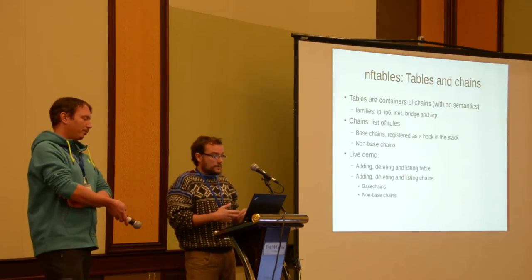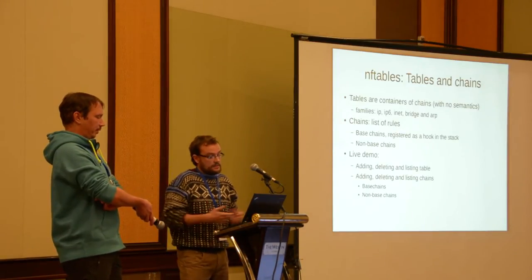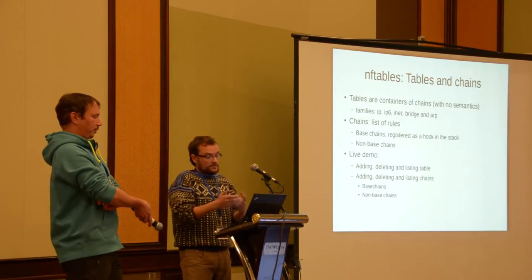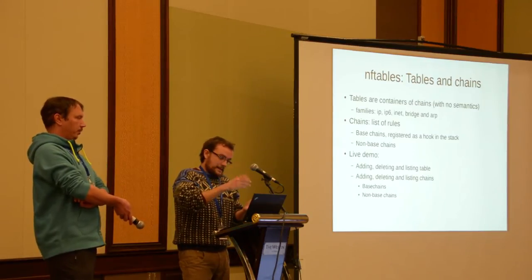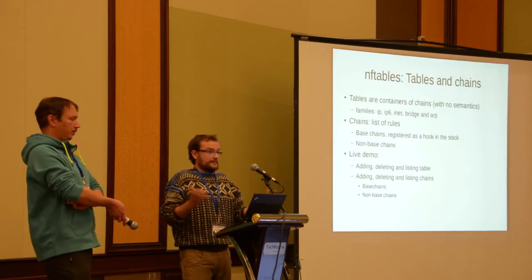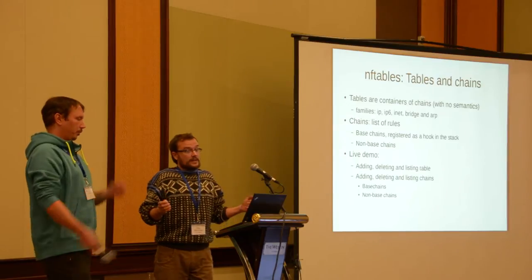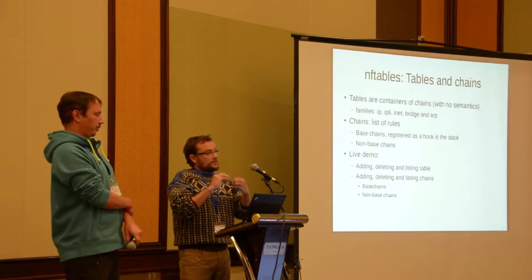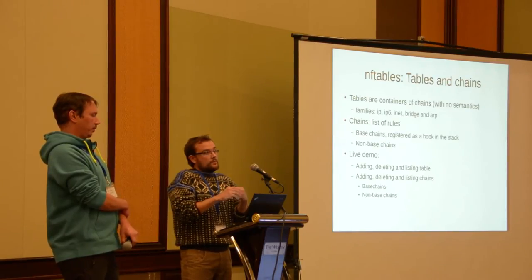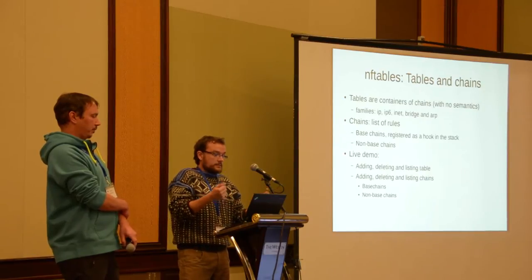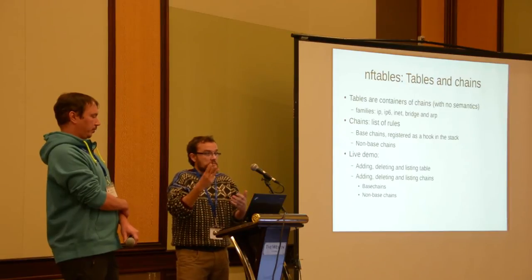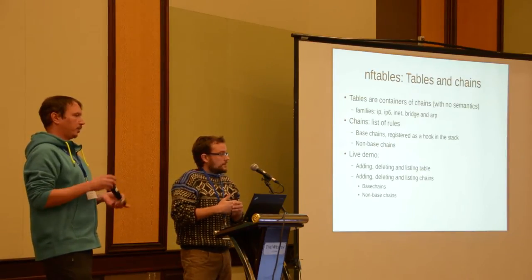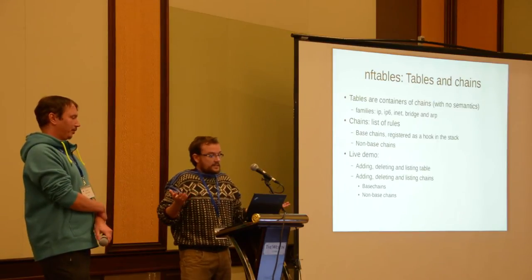Okay, so chains are containers of rules. They contain the list of rules. We have two types of chains: base chains and non-base chains. Before, in iptables, we used custom chains and built-in chains, but we have no built-in chains anymore. That's an important change. So everything is configured by the user. The user explicitly creates a table with the name they want. The user also creates chains and configures what kind of chains they want to create. We have three different kinds: filter, route, and nat, with different semantics. You can create chains of different types in the same table. Basically, everything is configurable.